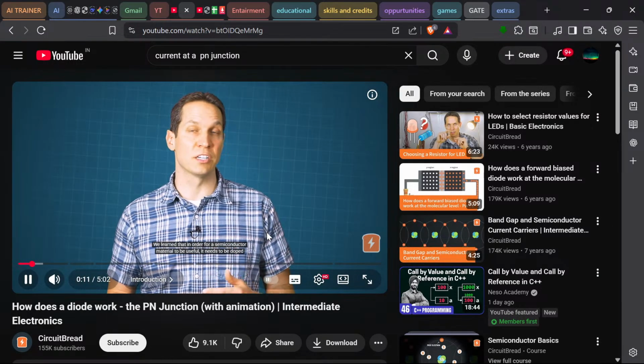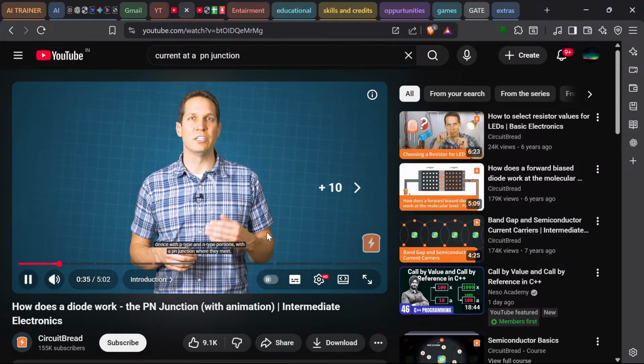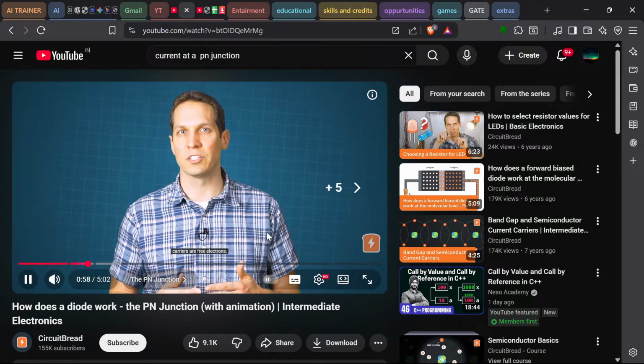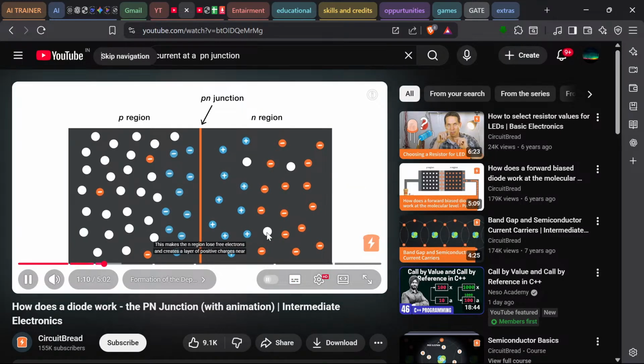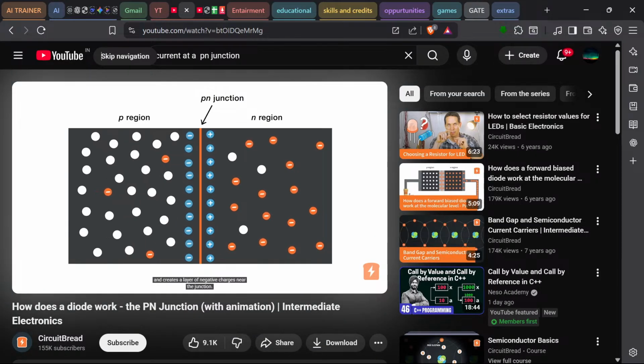We learned that in order for a semiconductor material to be useful, it needs to be doped with an impurity atom. A piece of intrinsic semiconductor material, usually silicon, is doped so that part of it is p-type and the other part is n-type, where it carries our free electrons at the junction. This makes the n region lose free electrons and creates a layer of positive charges near the junction. As the free electrons combine with the holes, the p region also loses holes and creates a layer of negative charges near the junction region.